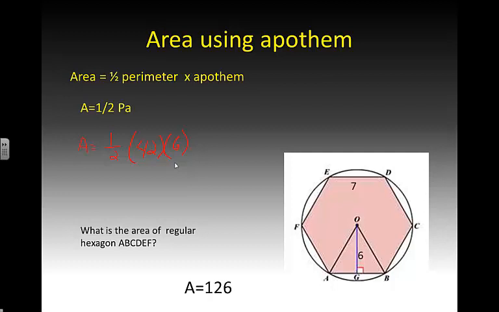So this is just an easy way to solve for any kind of polygon. It doesn't have to be a hexagon. It could be anything else, like an octagon or something like that. Just know that the apothem starts at the center point right here and goes down to the side of the polygon and forms a 90-degree angle.